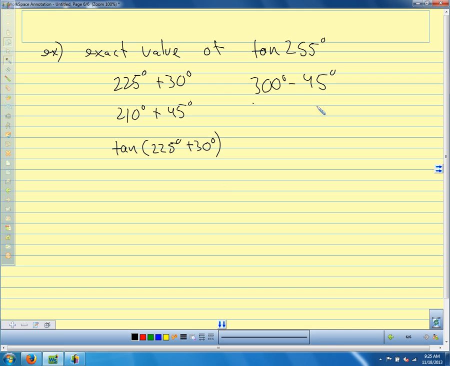Any one of these that we use, as long as we pick one that adds up the right way, is going to give us the same answer. We'll come up with the same answer no matter what. So we're going to use our tangent sum formula. So this is going to be the tangent of 225 degrees plus the tangent of 30 degrees over 1 minus tangent 225 times the tangent of 30.